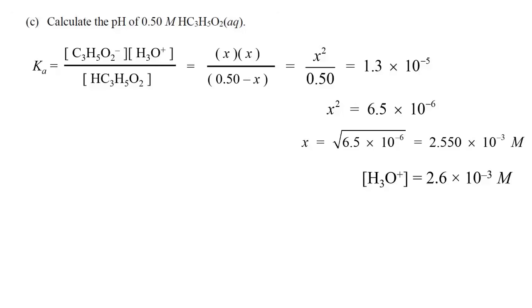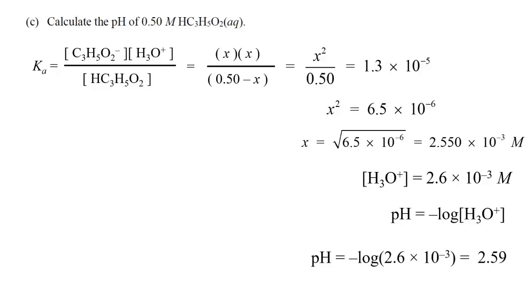I'm only one step away from obtaining the pH of this solution. So the negative log of the concentration of the hydronium ion gives me the pH. The negative log of the concentration of the hydronium ion gives me negative log of 2.6 times 10 to the negative 3. When I do that math on my calculator, I get the answer to part C, which is 2.59. So the pH of 0.50 molar propanoic acid is 2.59.